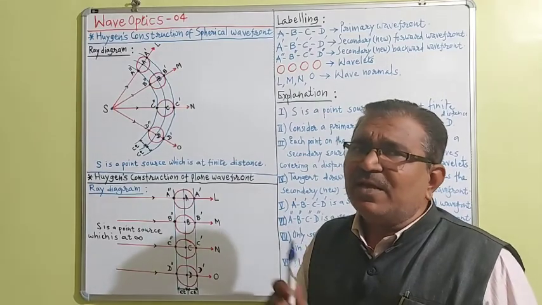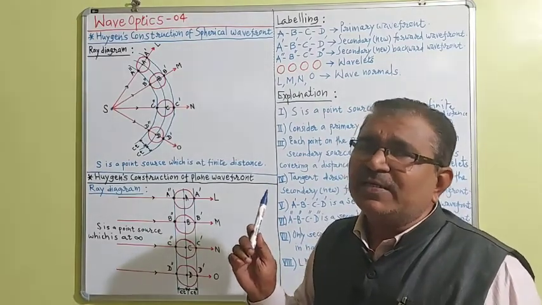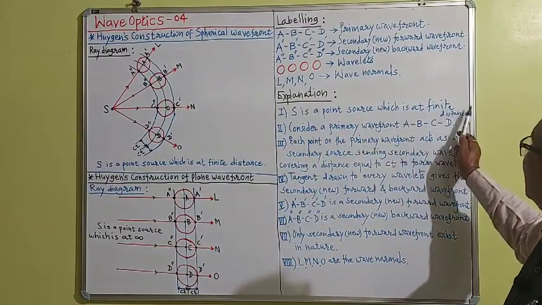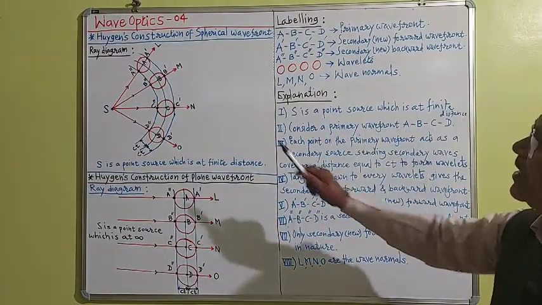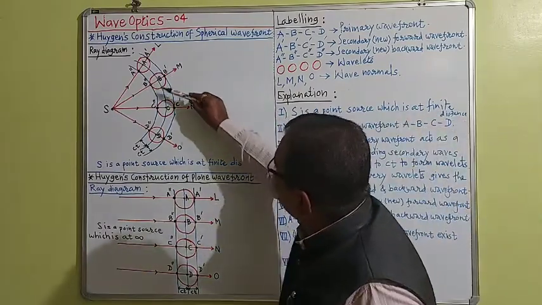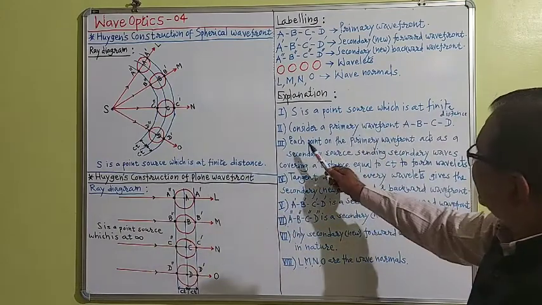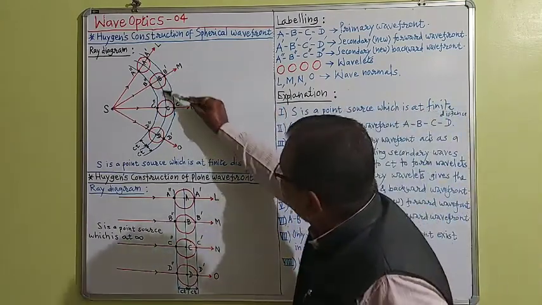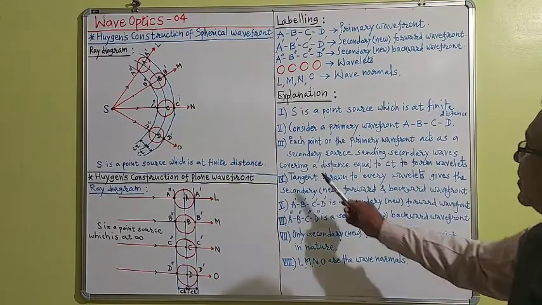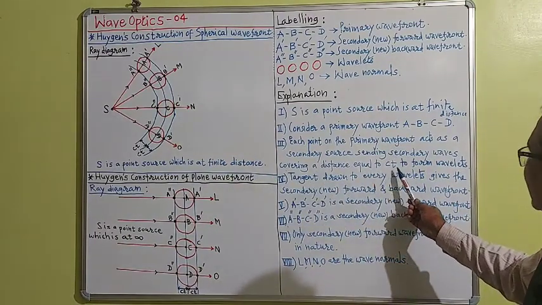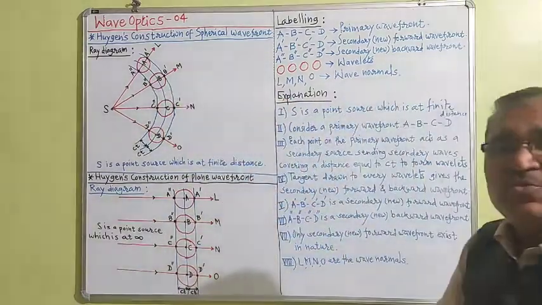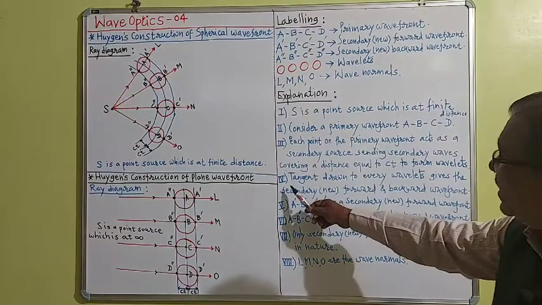I will repeat again. Let's see what we have written on the board. S is a point source which is at, I have put the word, finite distance. Consider a primary wavefront A, B, C, D. Each point on the primary wavefront acts as a secondary source, sending secondary waves covering a distance equal to Ct to form wavelets. What is the fourth line?